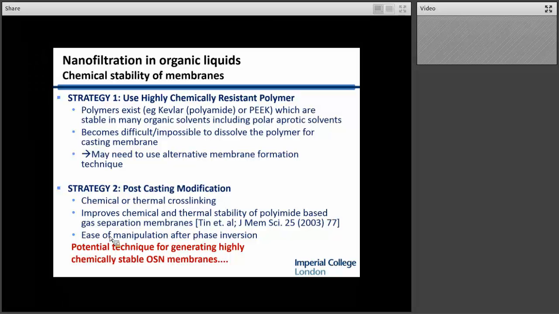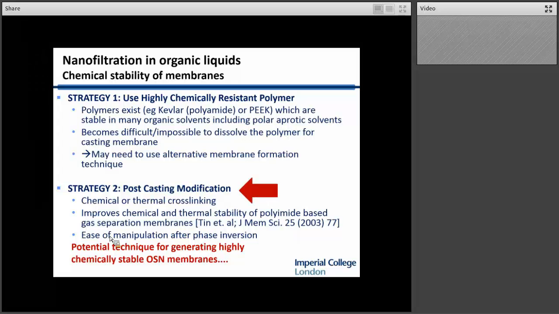A second strategy for making membranes will be to take something like the polymer I showed you, the polyamide, cast it, and then after you've cast it, cross-link it so that the polymer becomes, instead of being a series of chains, chains that are linked together by other smaller molecules, cross-linking molecules. And that should make them insoluble.